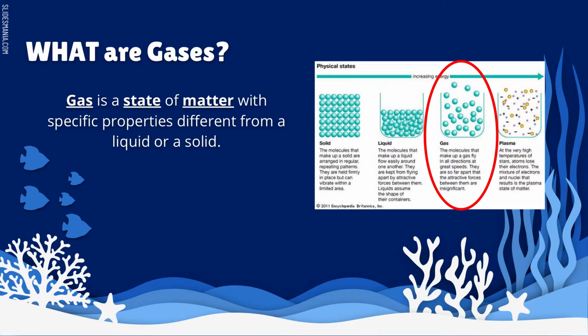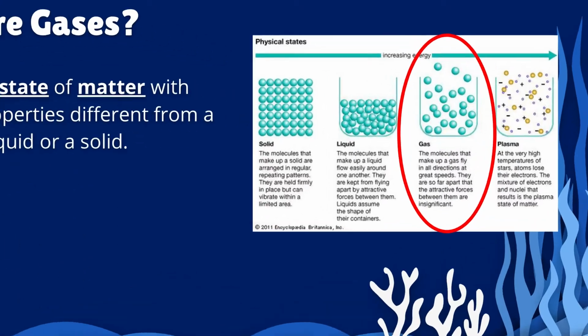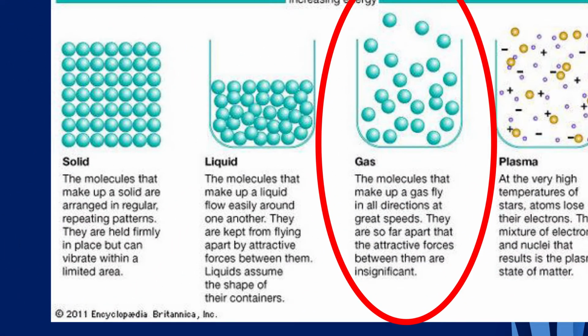So what exactly are gases? Gas is a state of matter with specific properties that are different from a liquid or solid. So if we look over here, the molecules that make up a gas fly in all directions at great speeds. They are so far apart that the attraction forces between them are insignificant.